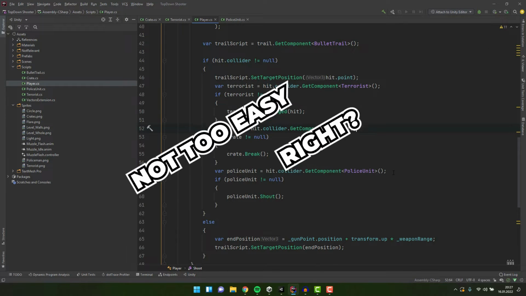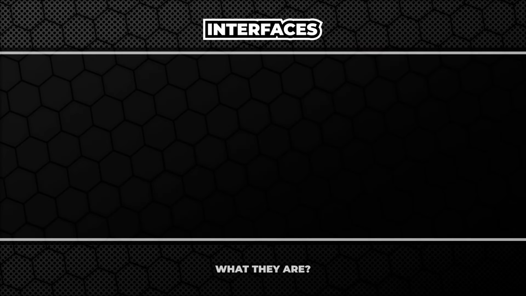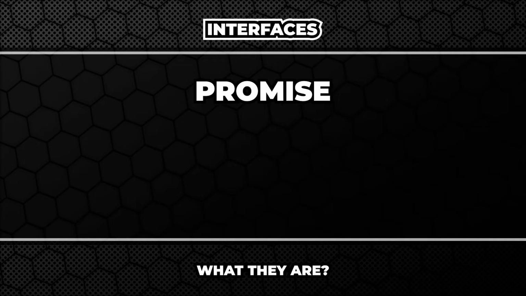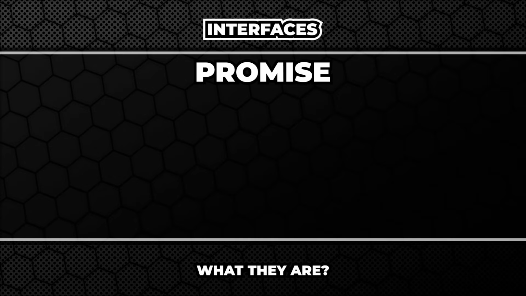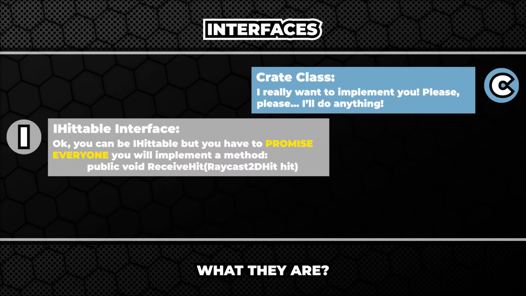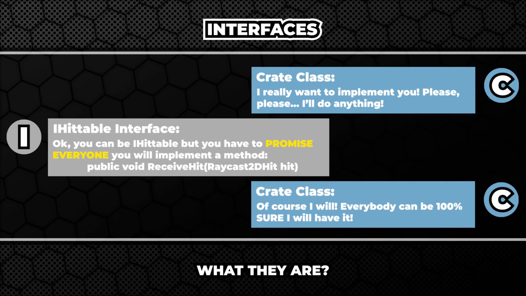To solve those problems, we can use an interface. It allows us to introduce something known formally as a contract. But I don't really like this word. I prefer to think about it as a promise. Basically, an interface is nothing more than a promise that a class implementing that interface will contain a certain set of methods or properties. Don't worry, it will become clear in a moment.